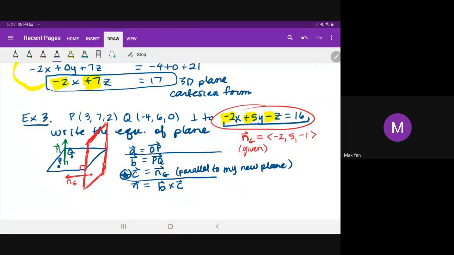Once I find that, I'm going to use r dot n equals a dot n. I'm going to put etc. This is etc. We get it. We understand it. We don't need to actually do the numbers.